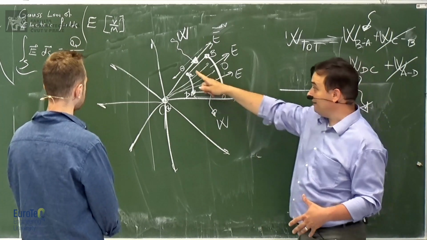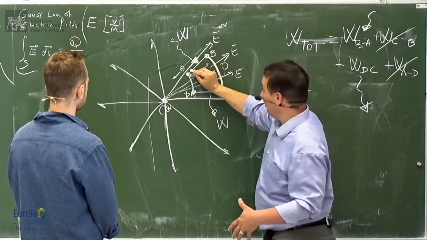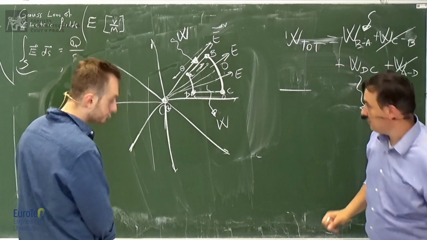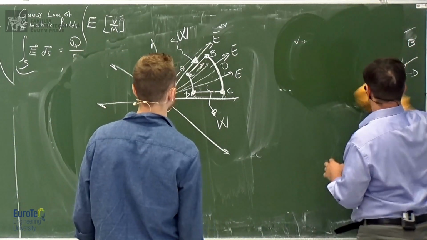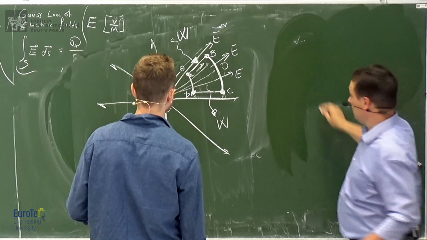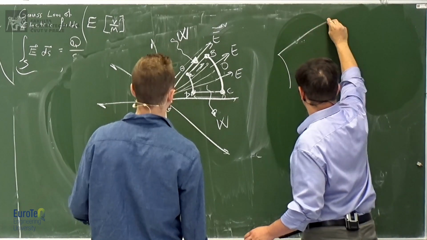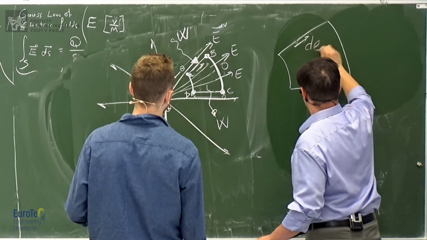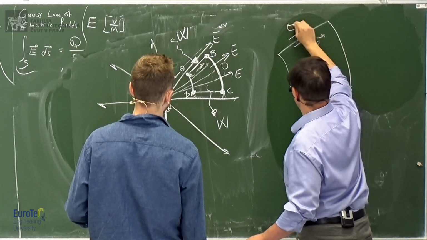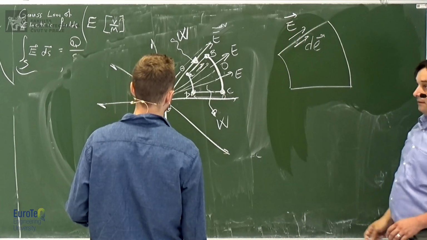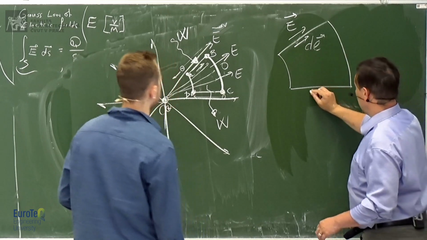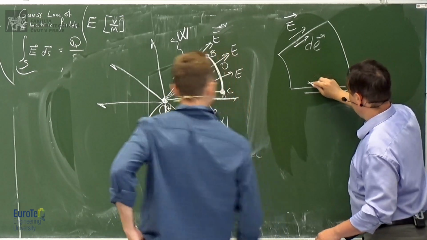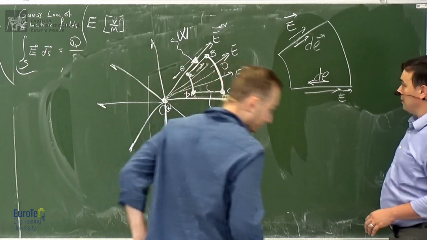So when you integrate E over dl, if this is dl, let's draw it again here. This is dl, and this is E. Here is E, and dl is in the opposite direction.